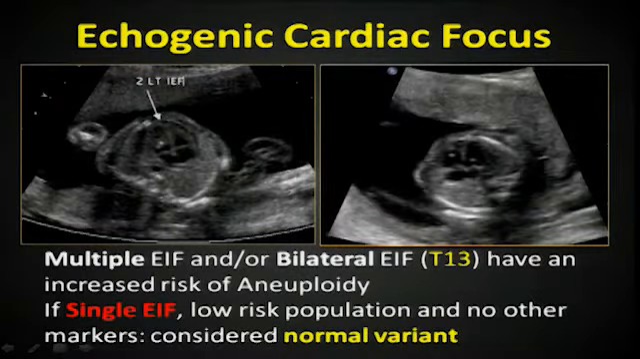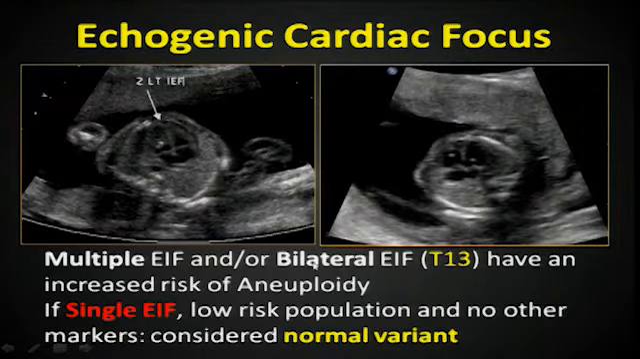Echogenic cardiac focus. Everybody's seen these, right? And the bane of our existence. So it can be multiple or it can be singular. If they're bilateral, they do have an increased risk of aneuploidy, specifically trisomy 13. If single and a low risk population and no other markers, everything else looks normal, then it's just considered a normal variant. So again, getting your information.